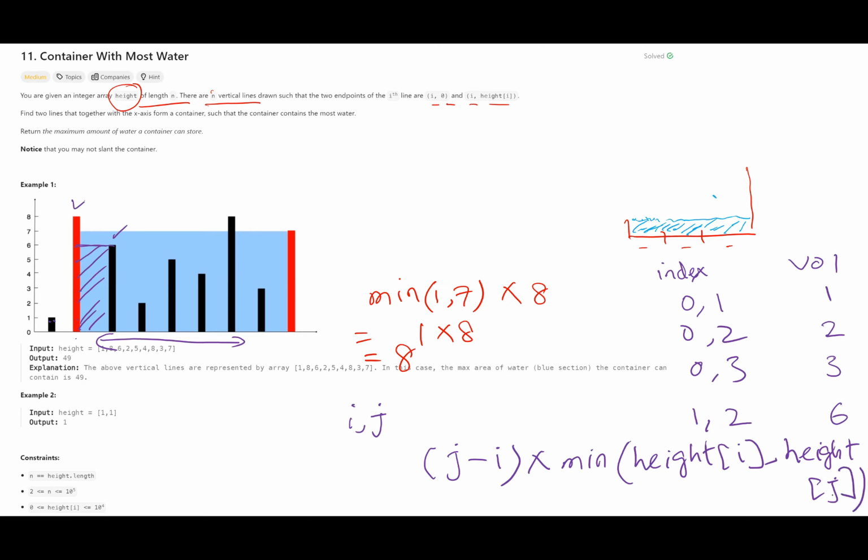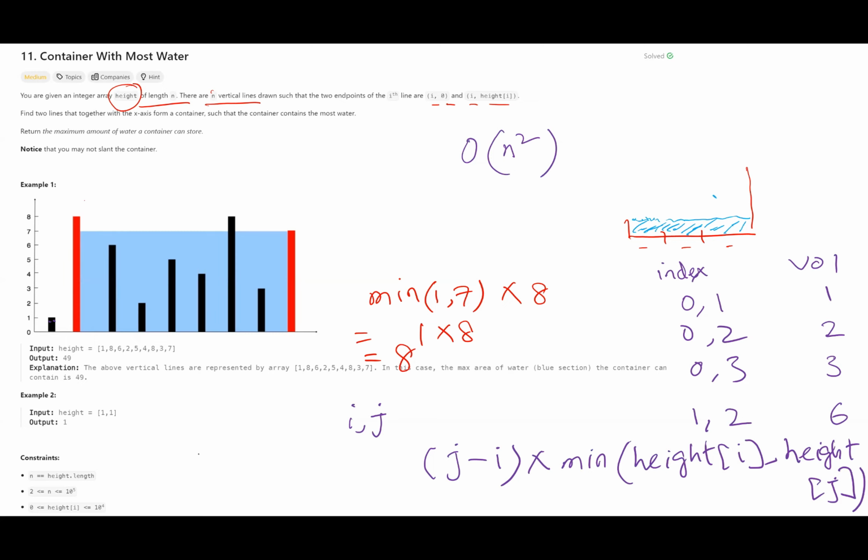What is the time complexity of this algorithm? The naive way, we are taking every pair, right? So how many pairs are there? There are like n square pairs, right? For an array of length n. So for n square pairs, we have to calculate this and then find the maximum. This is order of n square.